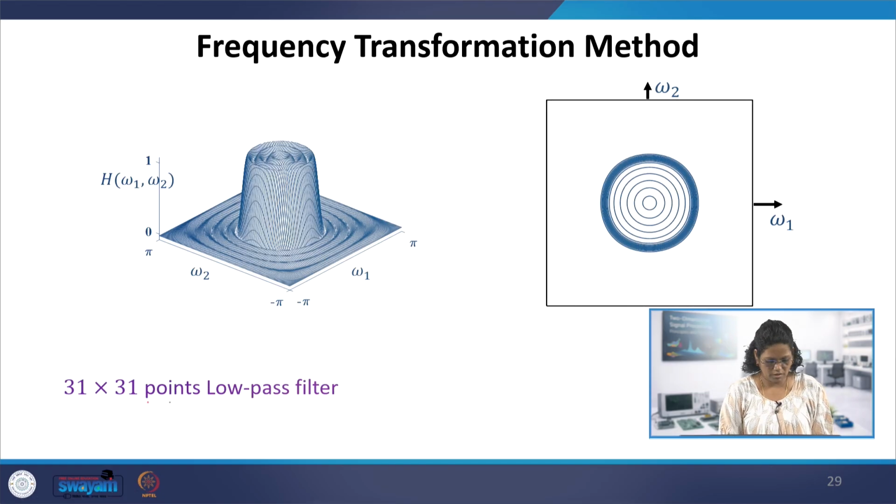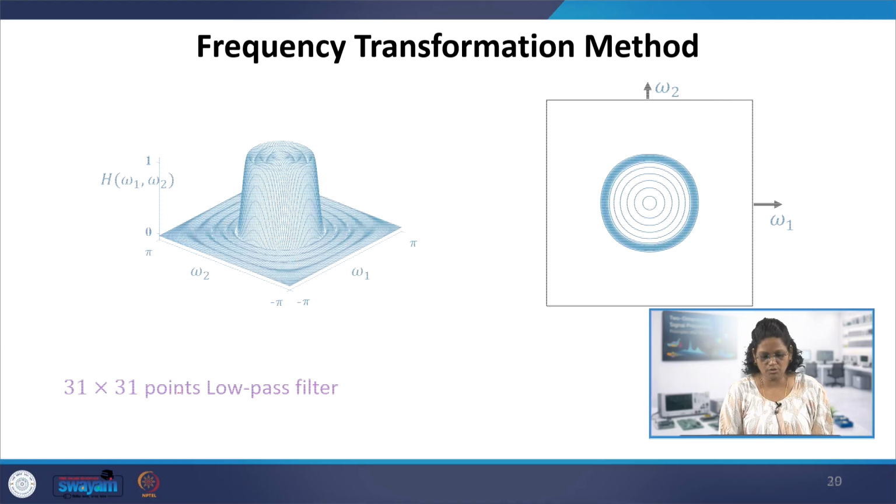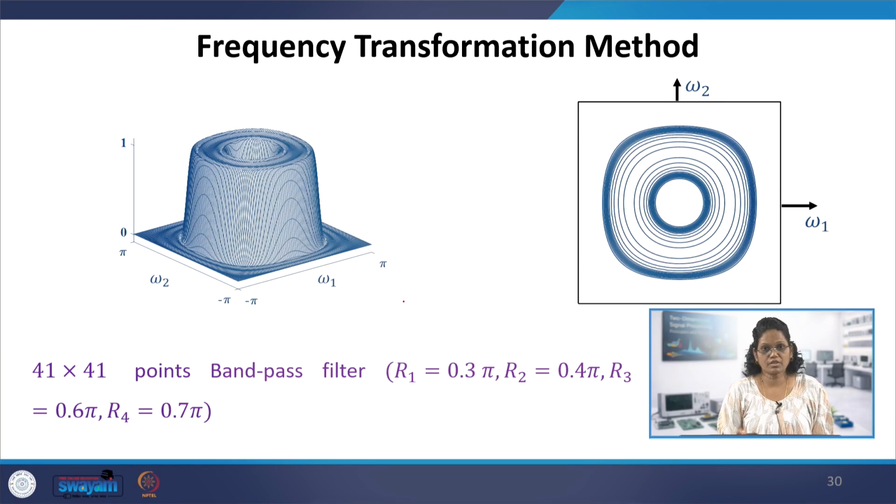So likewise, this method is giving a 31 cross 31 point low pass filter, and the band pass filter is designed in the same way with 0.3, 0.4 and 0.6 and 0.7. So 0.4 to 0.6 is the band of frequencies to be passed, and the rest should be cut off, below 0.3 and after 0.7. So the transition width is 0.6 to 0.7, and similarly here the transition width is 0.3 to 0.4. With this, the contour plot is given, but it results in a 41 cross 42 band pass filter using this frequency transformation.